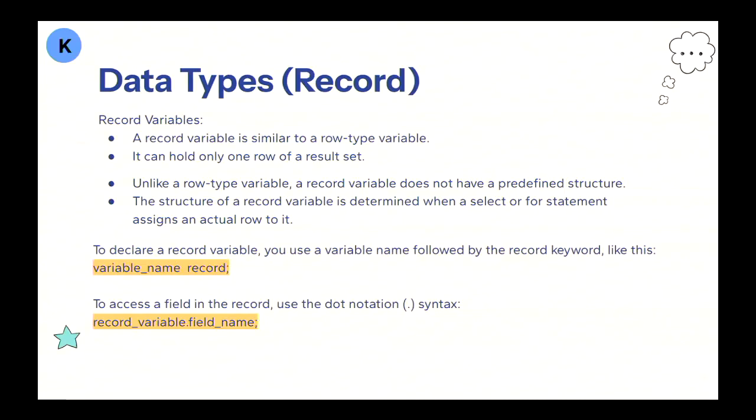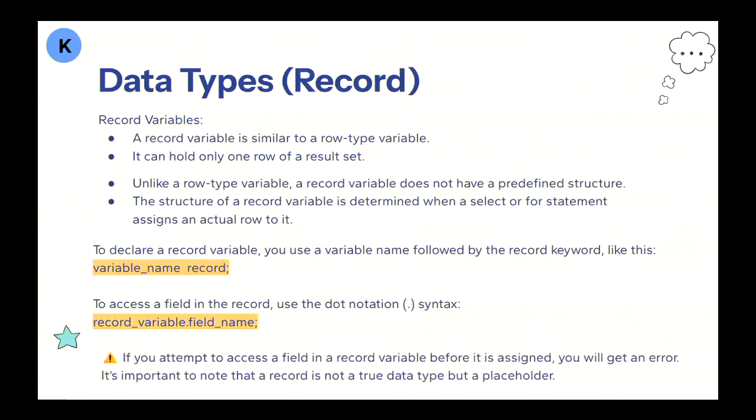So the syntax for declaring a variable as a record type is like this. You can just specify the variable name and tell SQL that it is a record. And since it is like the row type, holding the value of a tuple, we can access the field of that tuple using the dot notation here. And since the structure of a record variable is not determined until we assign the value to it, if we try to access that variable before assigning the actual value, we will end up in errors. So this is something you should be careful about.